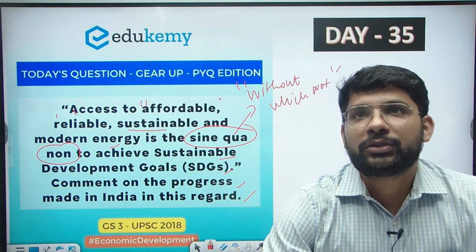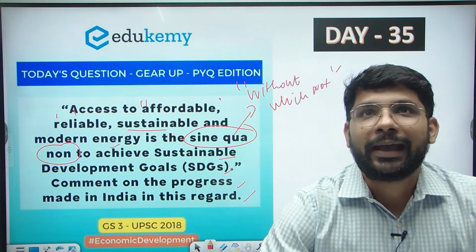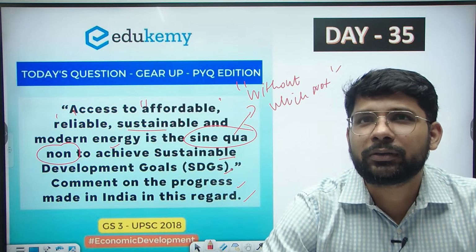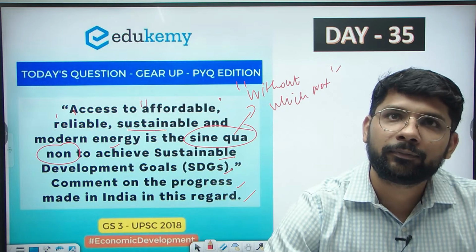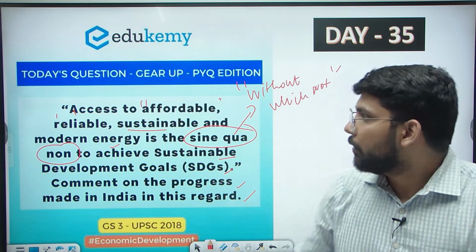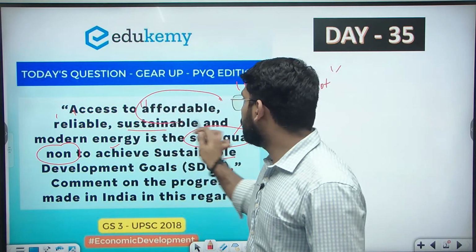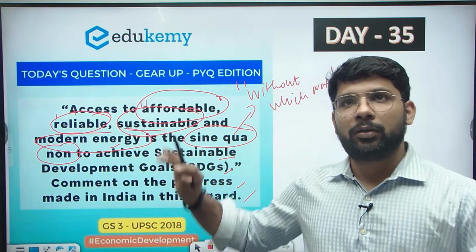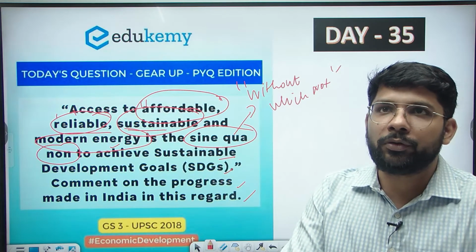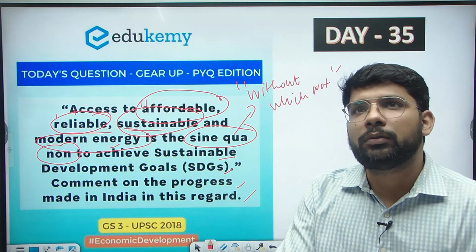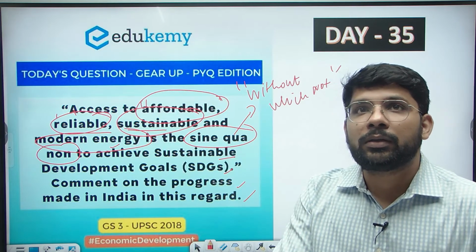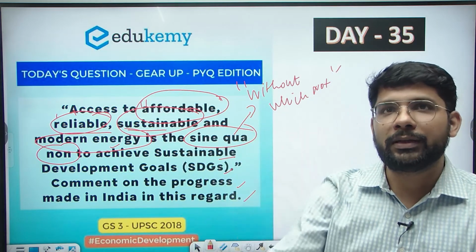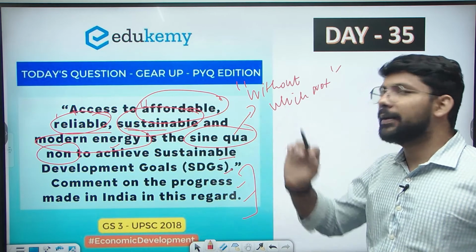So here is the importance to understand the question, exactly what the question is demanding. So we will read the question again. Access to affordable, reliable, sustainable and modern energy is a sine qua non to achieve sustainable development goals. Means without access to affordable, reliable, sustainable energy, we cannot achieve the sustainable development goal. Okay, so in the question we need to be focused on these keywords: affordable energy, reliable energy, sustainable energy and the modern energy. How the accessibility of these types of energy helps in achieving the other sustainable development goals. Means like the sustainable development goals 8, 9, 6, 2, related to education, related to health, related to inclusive growth. So these kinds of sustainable development goals can be achieved with the access of affordable, reliable, sustainable and modern energy. And in the second part, we need to address the progress of India.